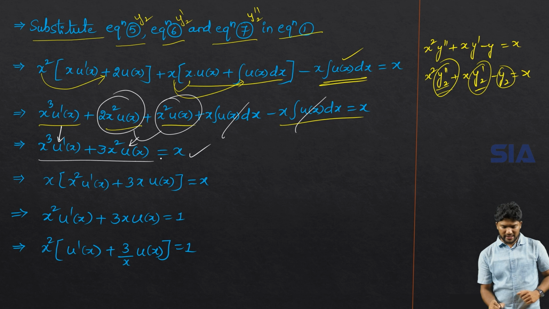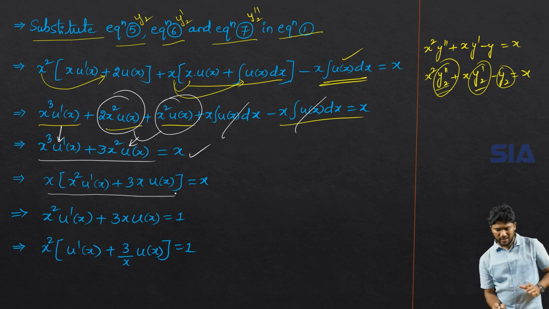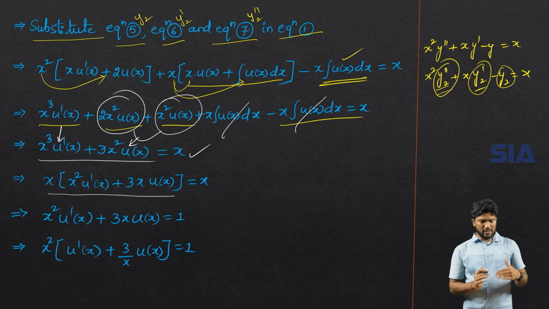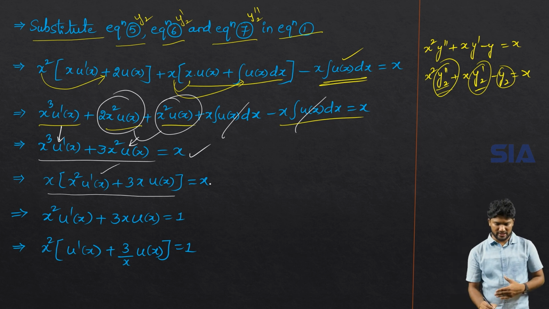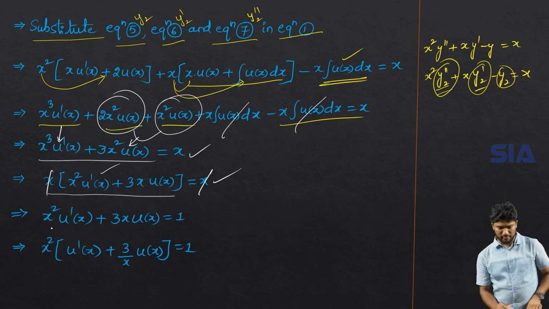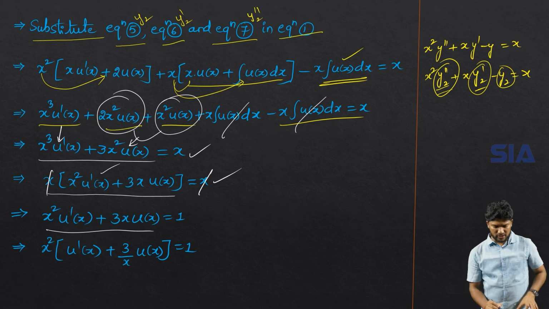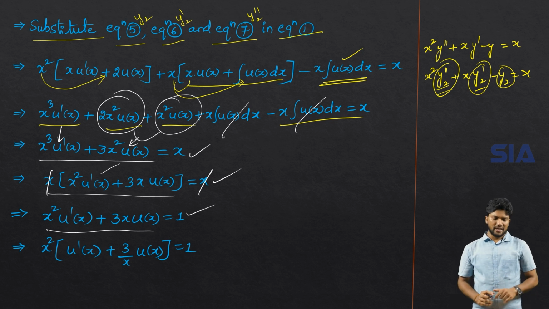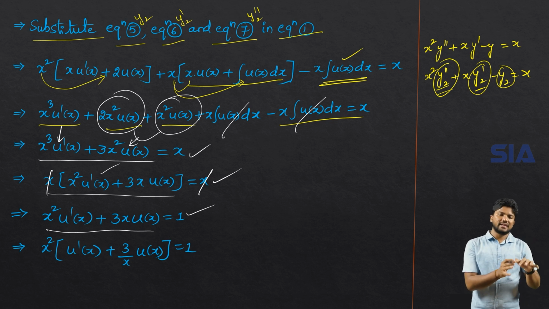Now from the LHS you can take small x common. So x times the remaining terms, x square u dash of x plus 3 into u of x, is equal to the RHS, small x. On both sides x cancels in LHS and RHS. Write down the remaining values: x square u dash of x plus 3x into u of x is equal to 1. Now take x square common in the LHS.